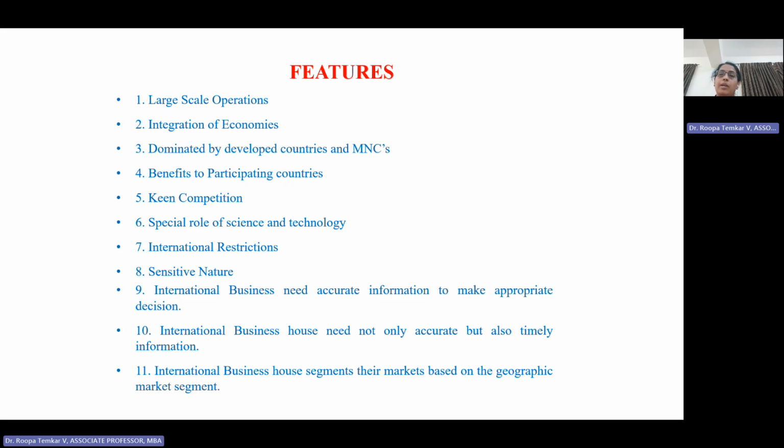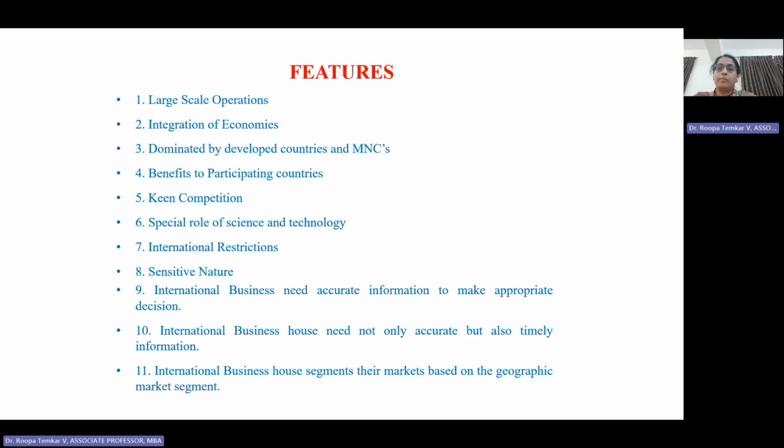So here we need to have a business that is meant between two countries or among the countries, through international mode. So an international business house needs not only accurate but also timely information. So these are a few features that we usually see in such businesses. When we do some businesses internationally, these are the features that we can see.